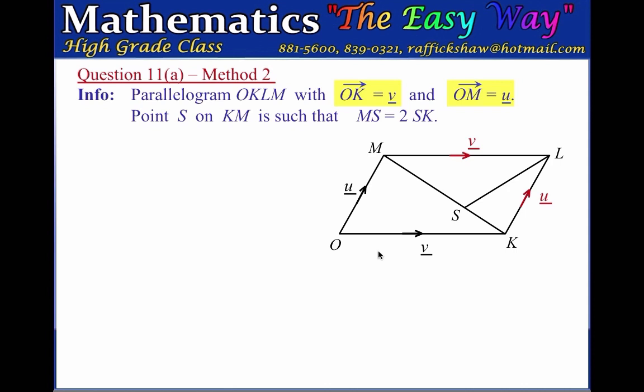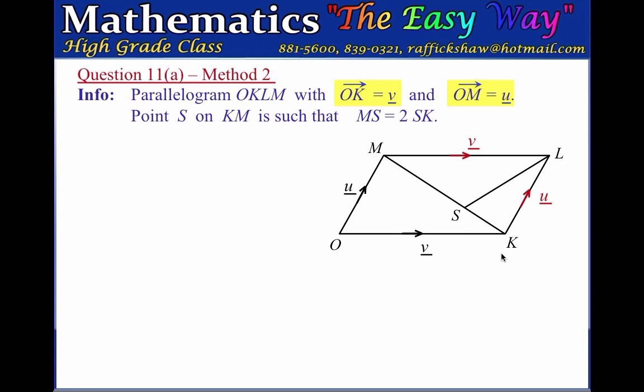So I've left what we have decided so far, which is that because it's a parallelogram and this side and this side are equal and parallel, then if this vector is V, then this vector also is V. And similarly, this side and this side are parallel and equal in length, and so if this vector is U, then this vector also is U. So I've left that on the diagram. And then now we are focusing on the fact that the point S is on KM, such that MS is equal to 2SK. We're going to use this information to see how this line MK is divided.